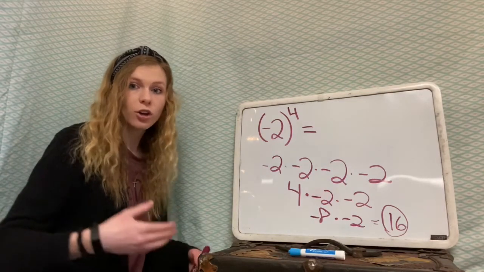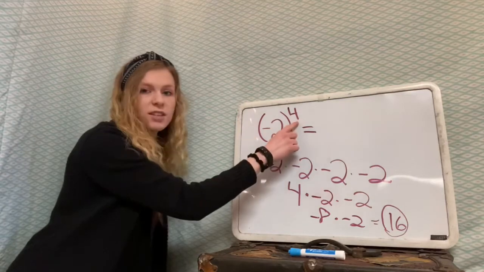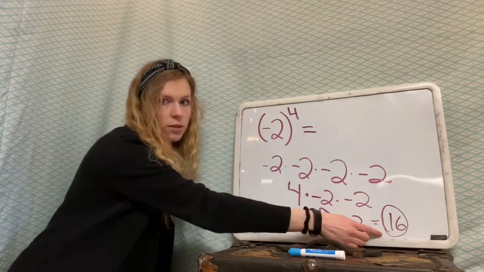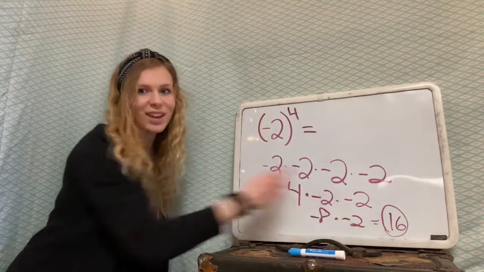Like I said, a good way to double check: if the exponent is even, the answer should end up positive. If it's odd, it should end up negative.